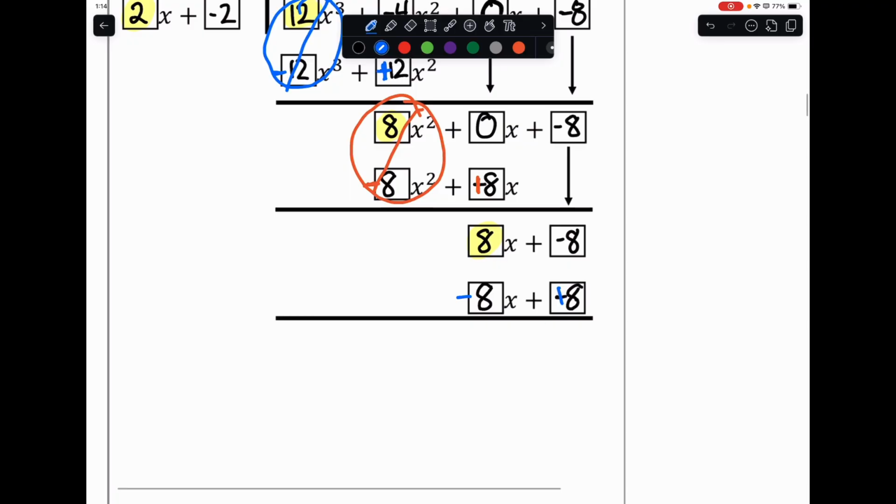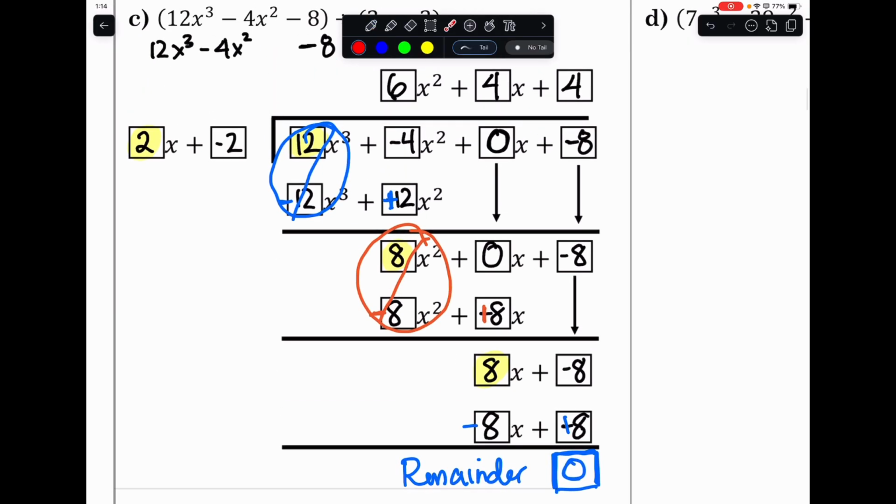And like I mentioned earlier on this template, I should have technically put a box in right there, because that box right there is our remainder. And on this example, it makes no difference because the remainder ends up being 0. So our quotient is again this part up there, which is 6x to the second plus 4x plus 4.